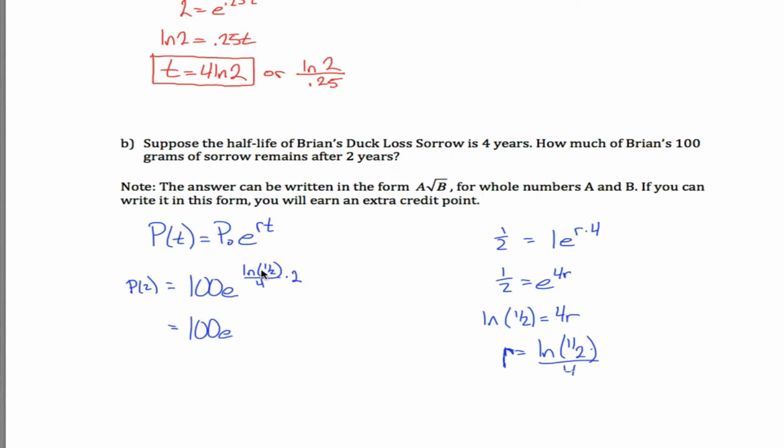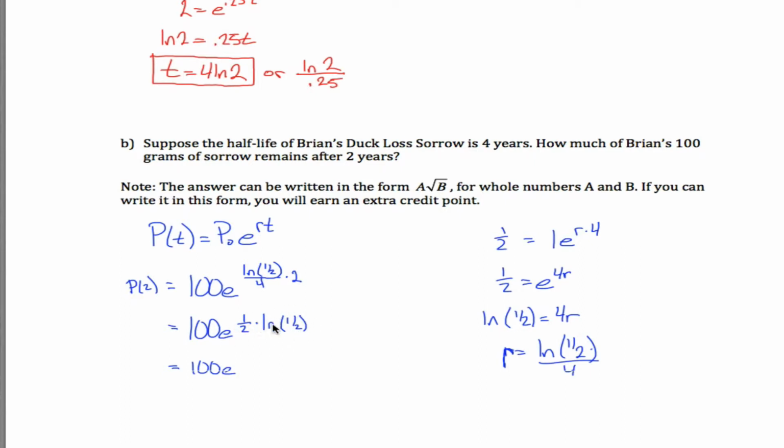So first, let's simplify. The natural log of 1/2 is being divided by 4 and then multiplied by 2. But dividing by 4 and multiplying by 2 is the same as dividing by 2, which is the same as multiplying by 1/2. So I'm going to say this exponent here is 1/2 times the natural log of 1/2. This 1/2 coming from 2 divided by 4, essentially. And why I read it like that is because I want to get it into the form where it's e raised up to the natural log of something, which I almost have.